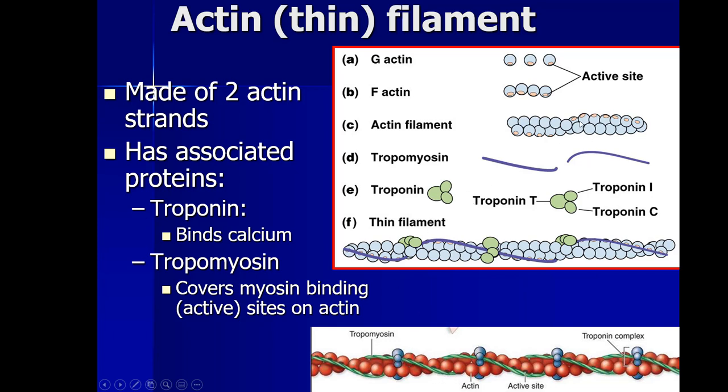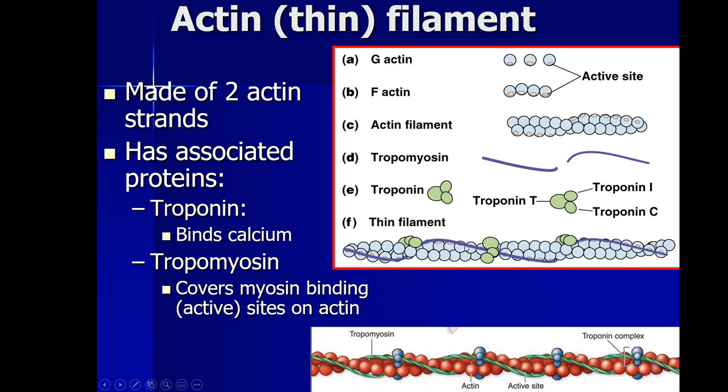So if you look back at this picture, you can see that the actin filament has a bunch of red or pinkish dots on it. Those are binding sites, sometimes called active sites. That's where the myosin cross bridges could attach. So what tropomyosin does is it covers them up and blocks them.